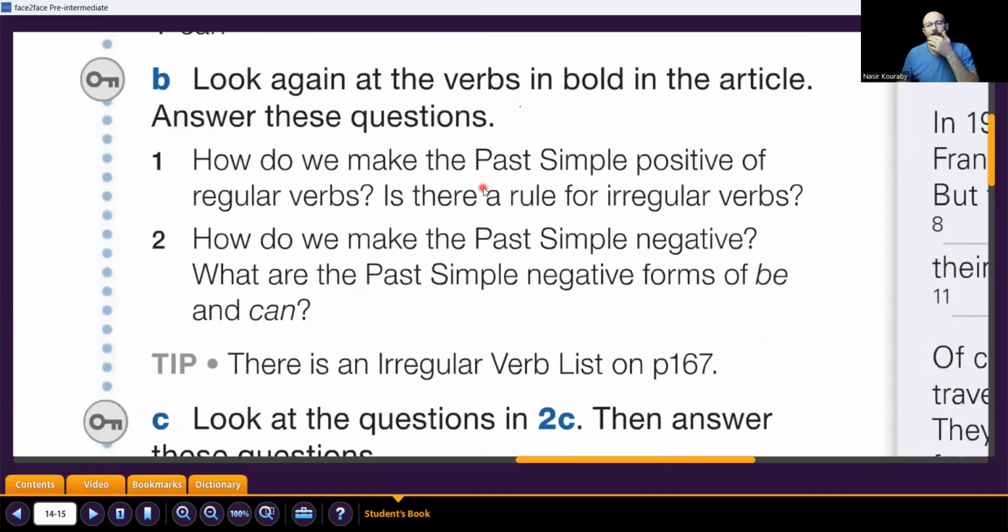How do we make the past simple positive of regular verbs? Is there a rule for irregular verbs? So this is a review, and let's go to the whiteboard and write. For regular, let's see here, infinitive and past. How do we make the past? Let's see, we have the word work.